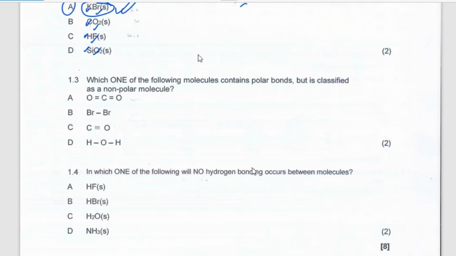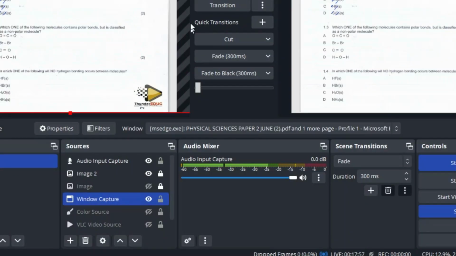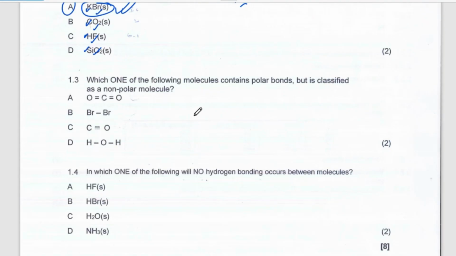They're saying, which one of the following molecules contain polar bonds but is classified as non-polar? When you talk about polar bonds, it means that they have different electronegativity.